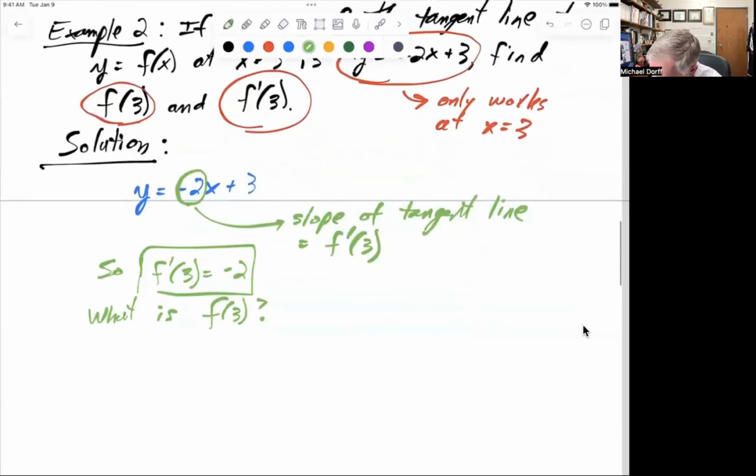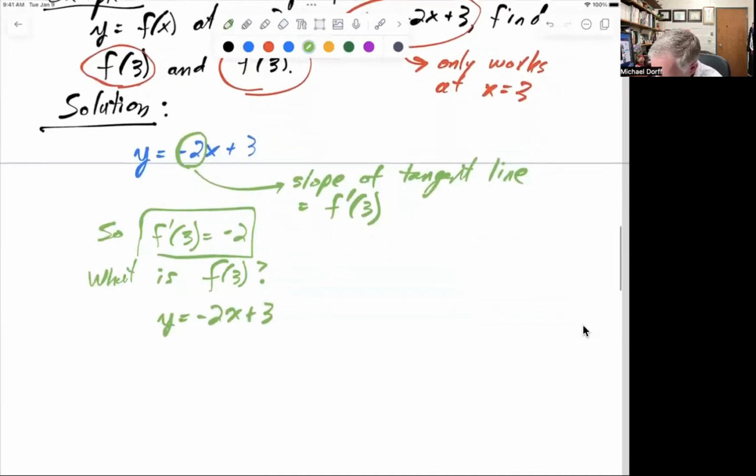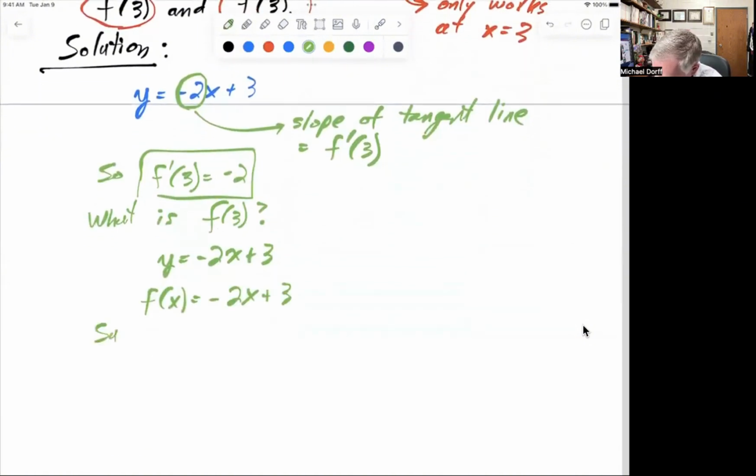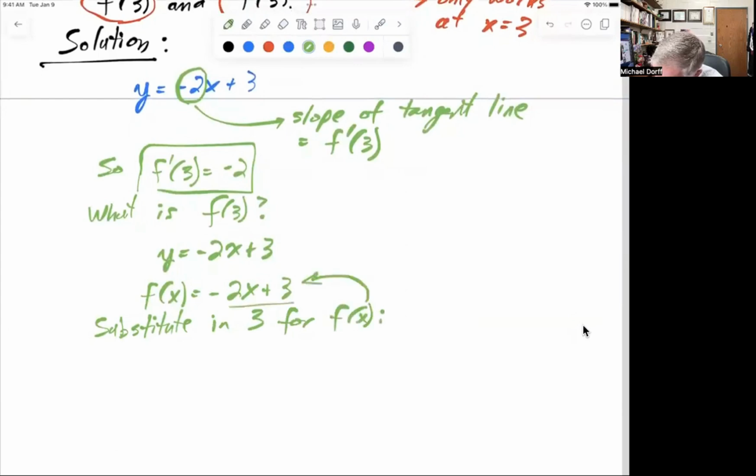Well, here, what I'm going to do now is take y equals negative 2x plus 3. y is the same thing as f of x. And so now I'm going to substitute 3 in for x. Oh, sorry. Let me rewrite that here. Substitute in 3 for x in this equation here.